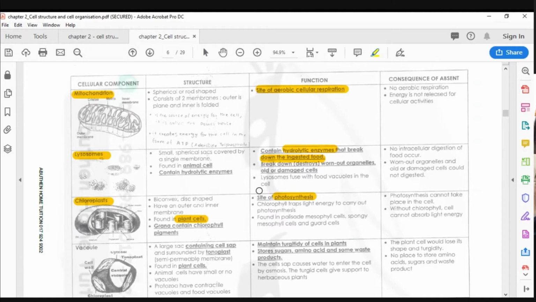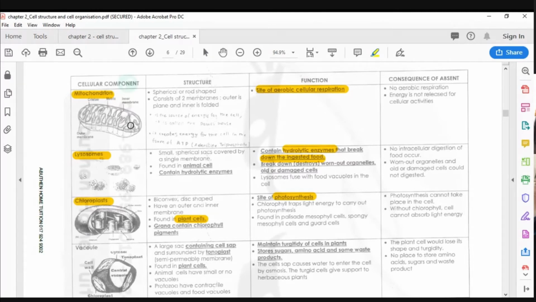So, I want somebody to repeat again. Okay, what is mitochondria? Mitochondria is a type of aerobic cellular respiration. Yes. And then it produces energy. And then this one? That breaks down the ingested food. And then next, chloroplast is a type of photosynthesis, only found in plant cells. Okay, good.